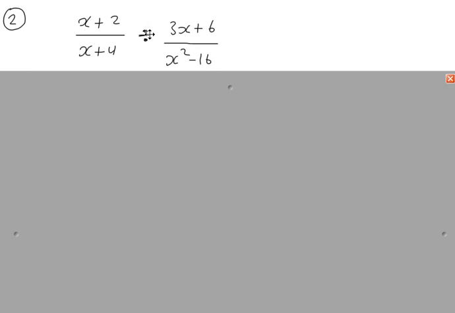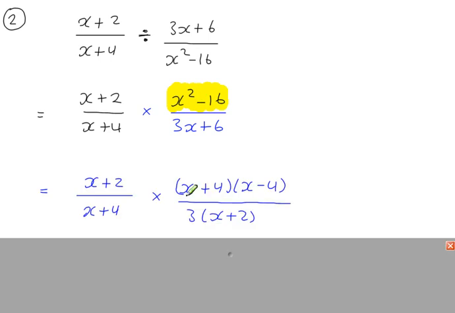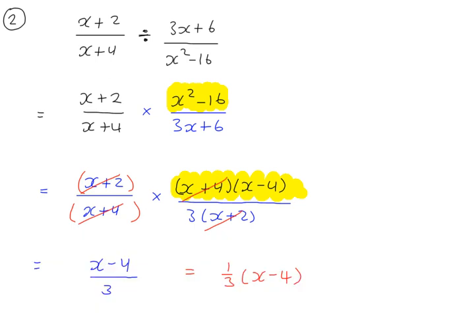Example 2, we're dividing by a fraction, so instead we multiply by the reciprocal of this fraction, so we need to flip this over. This is the difference of two squares. Again, we're multiplying, so an x plus 2 can cancel with an x plus 2 here, something from the numerator with something from the denominator. I can do the same with the x plus 4s here, and then x minus 4 over 3 is the fully simplified answer, or we can write it as 1/3 into x minus 4.